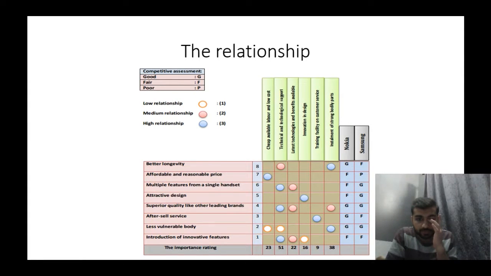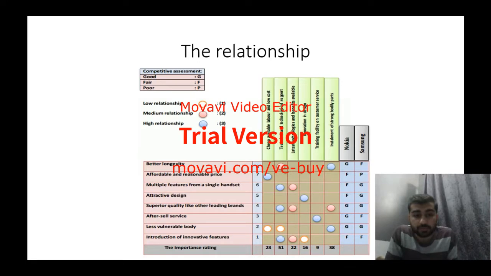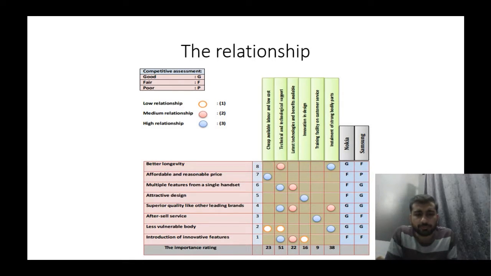After sales service can be done through training facility on customer service. So they will train them, and then accordingly they will deal with customers in a better way. Less vulnerable body again can be achieved through installment of strong bodily parts, as well as cheap labor and technical and technological support, which is a lower relationship according to the table.